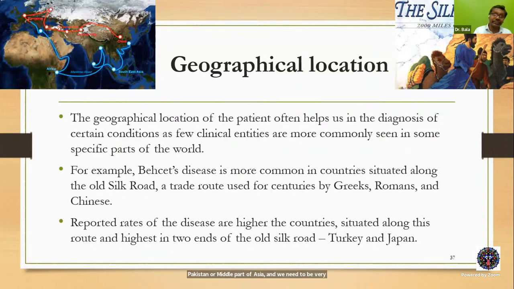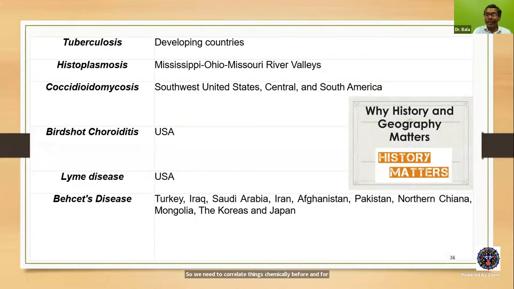Whenever I keep Behcet's in the diagnosis, I go into the ancestors, whether three, four, five generations before, they traveled along the Mediterranean silk route. This could help us strengthen whether our diagnosis is really correct. Are we going on the correct track or not? Because ordering HLA B51, B52 is not without its false positives and false negatives as well. So we need to correlate things clinically, for which the pretest probability is very important. So in a developing country, tuberculosis is common, whereas in the Missouri river valleys, we have histoplasma, which is very rarely seen in the Indian country.